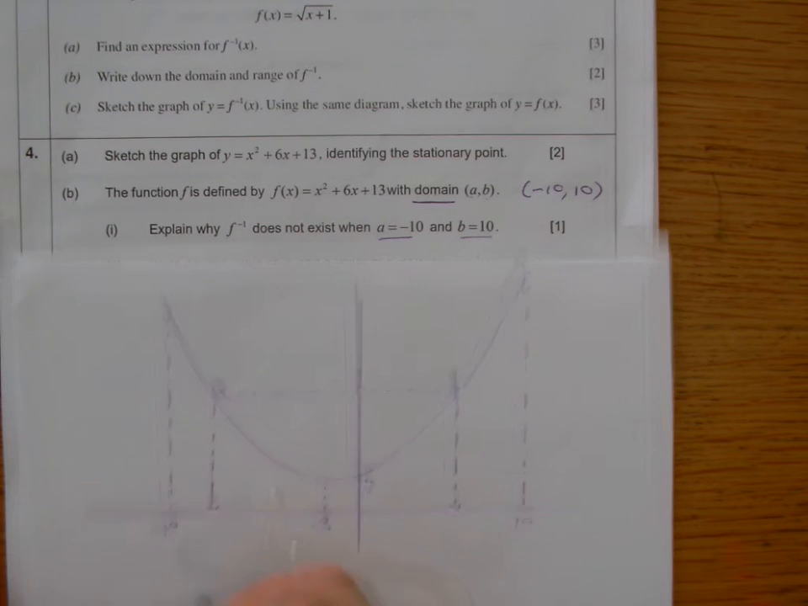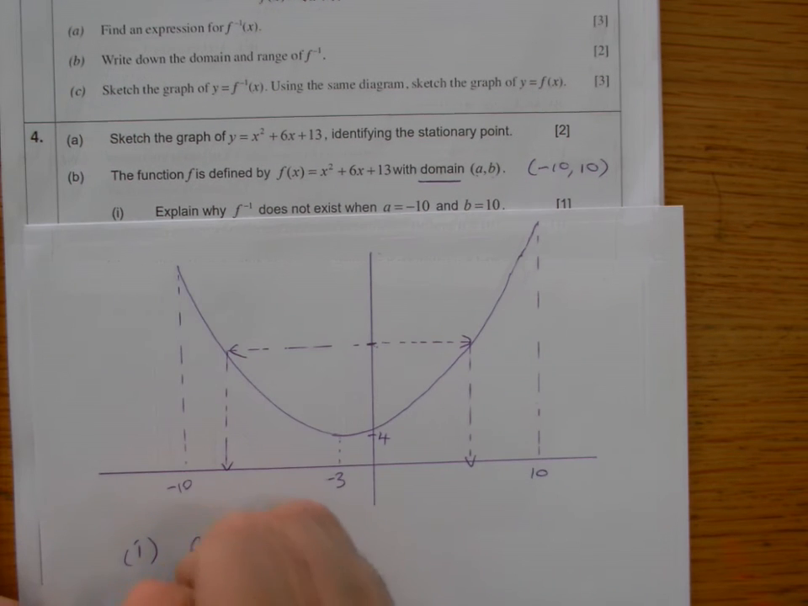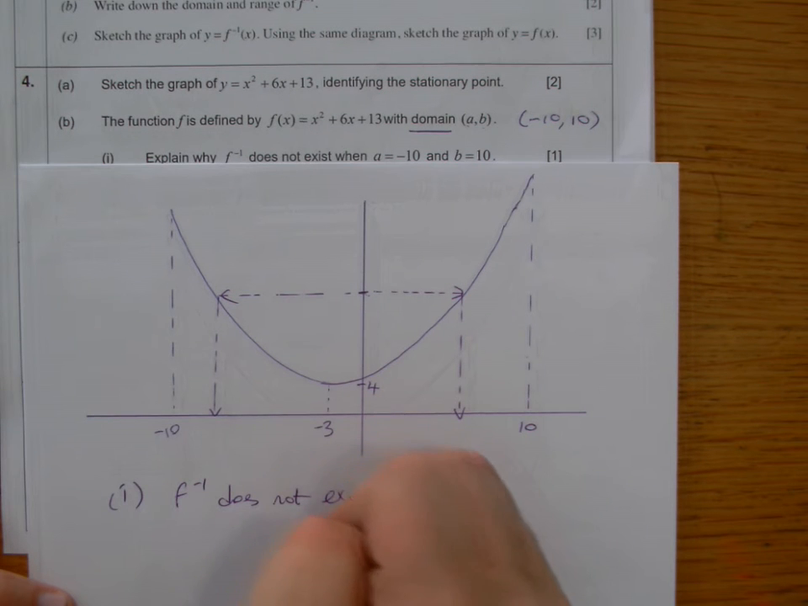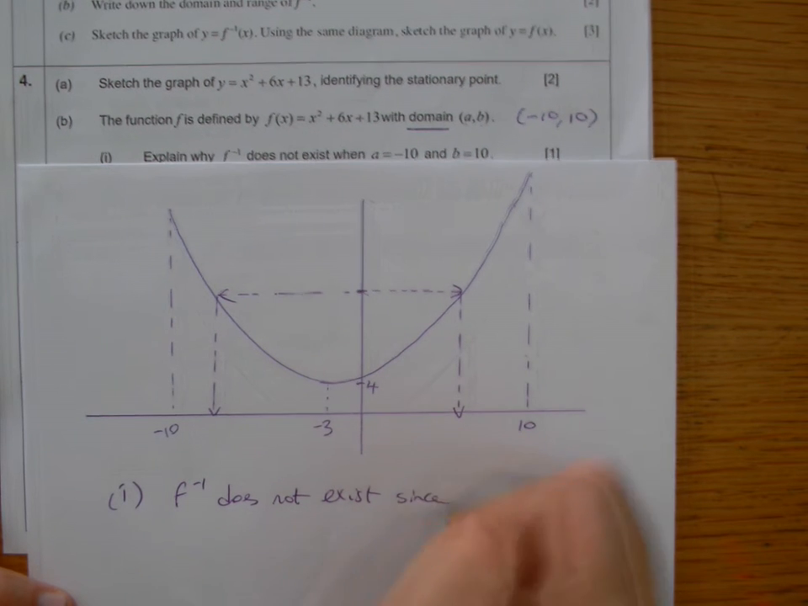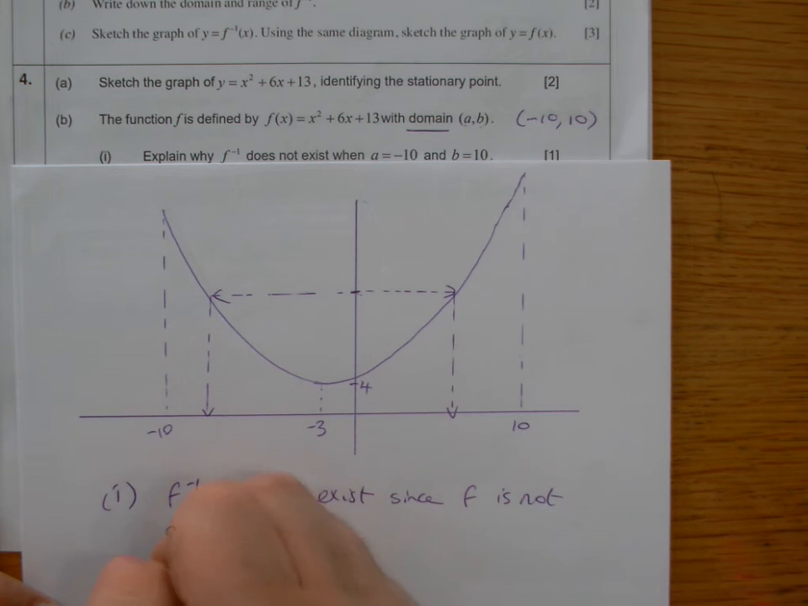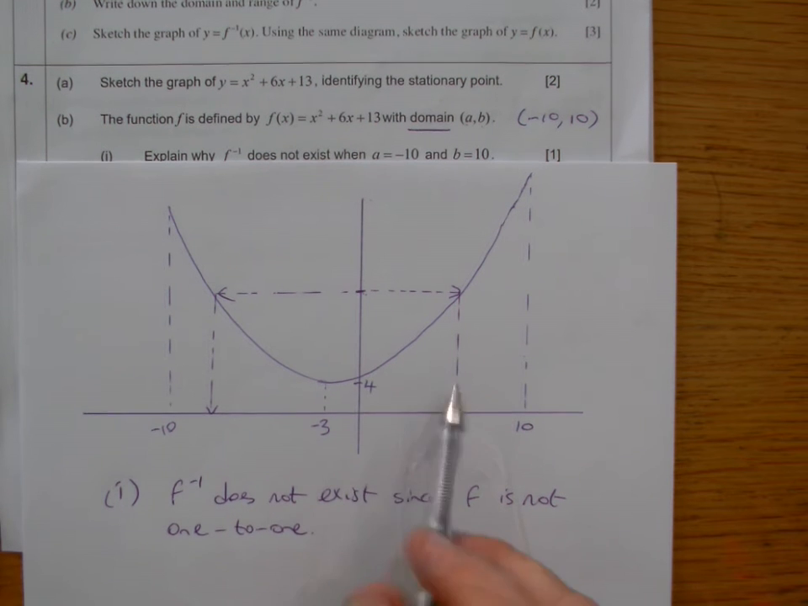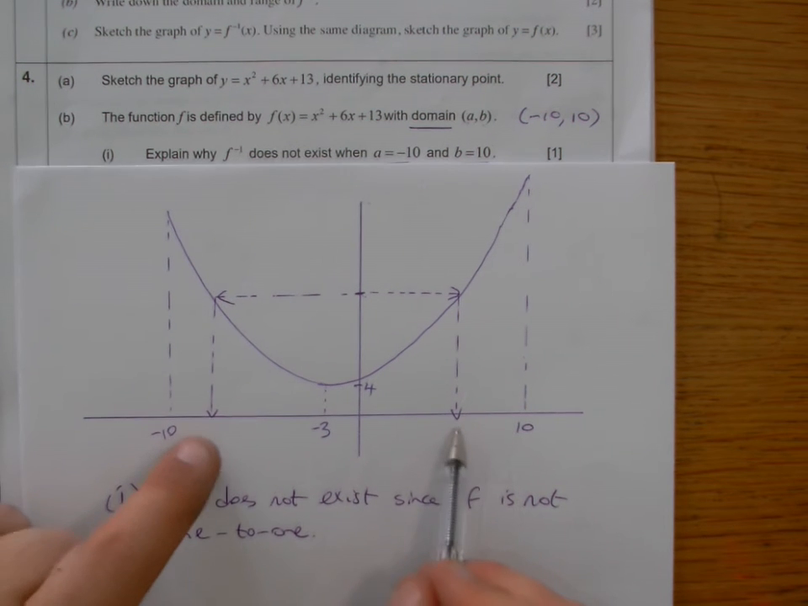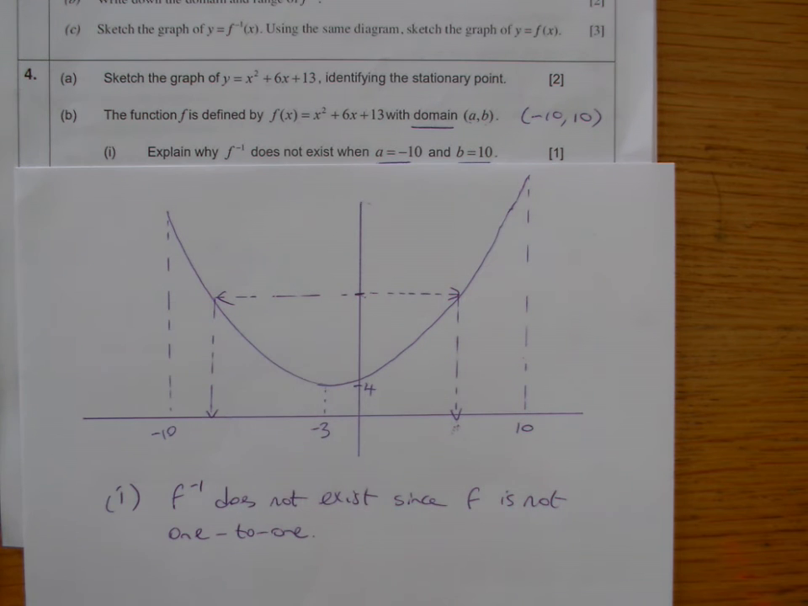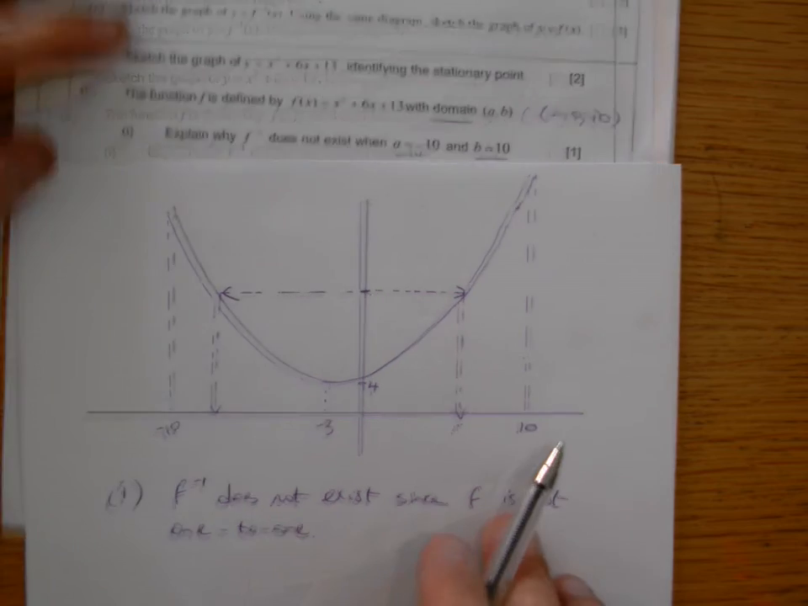So we could say the reason f inverse does not exist is, since the function f itself is not one-to-one. So we state that and you get the mark. It's many to one. In fact, there are two solutions for x here that give you that solution for f. So f is not one-to-one, so that means f inverse does not exist.